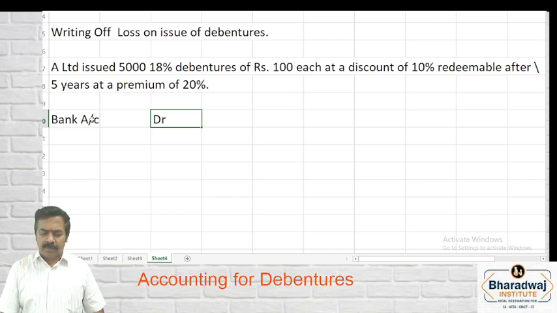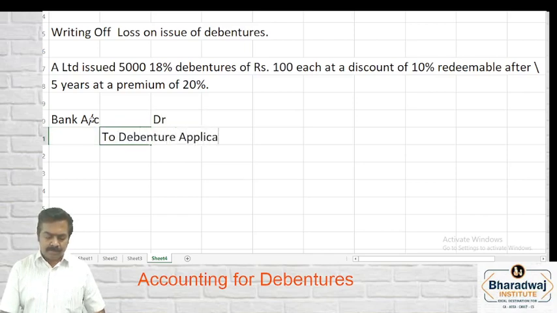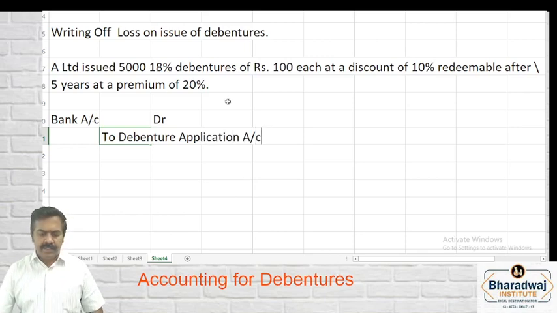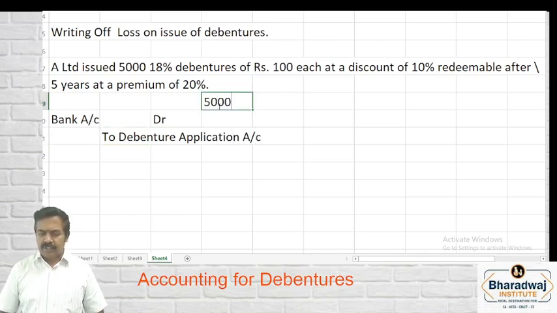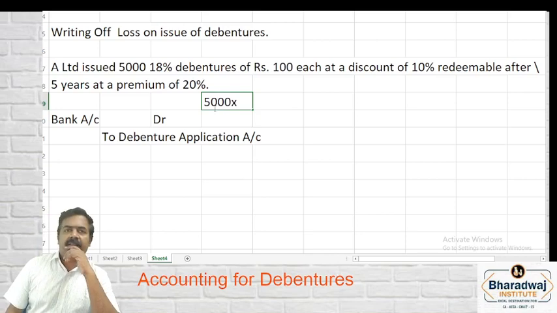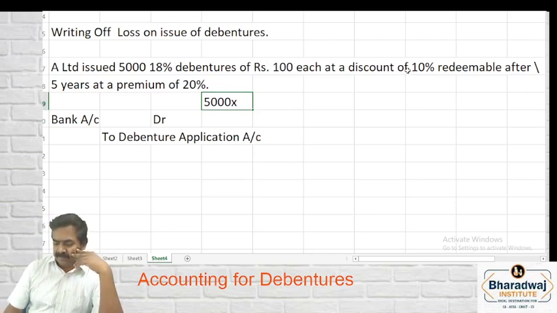In the books of ICI, bank account debit to debenture application account. How many debentures? 5,000 debentures. How much will you collect as application money? 100 each at a discount of 10%. How much will you collect? 90 rupees you will collect.